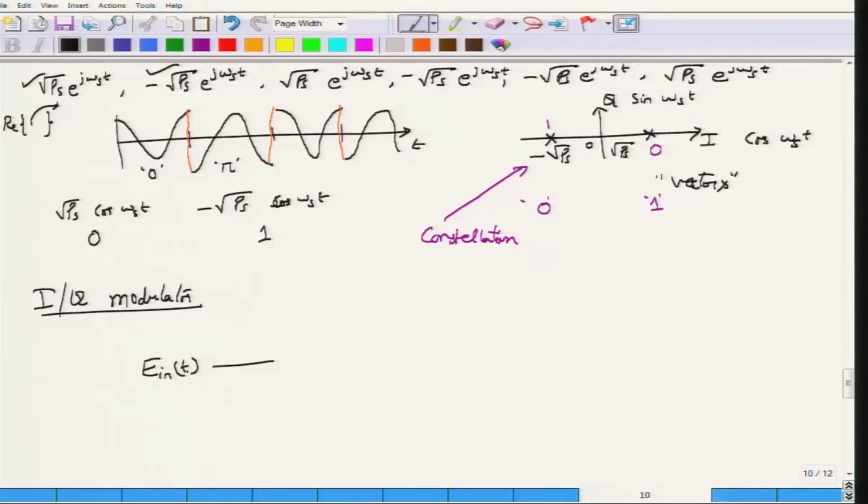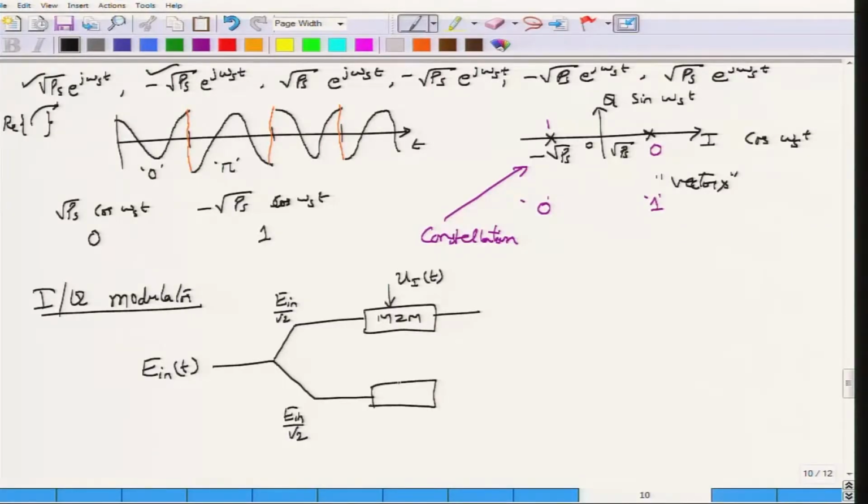You have the source coming in as E in of t, and then it splits into 2 portions. So far no surprises. What I should get here is E in by root 2, and what I should get here is E in by root 2. Now, I put one Mach Zehnder modulator here, and drive this one with a voltage, which would be the difference voltage to the Mach Zehnder modulator. I call this Ui of t, and I also drive this second modulator, the second MZM, with Uq of t. So, this I stands for the in-phase voltage, and Q stands for the quadrature drive voltage.